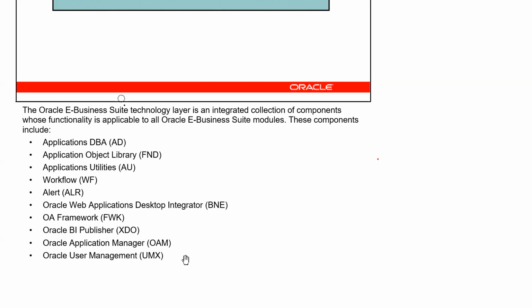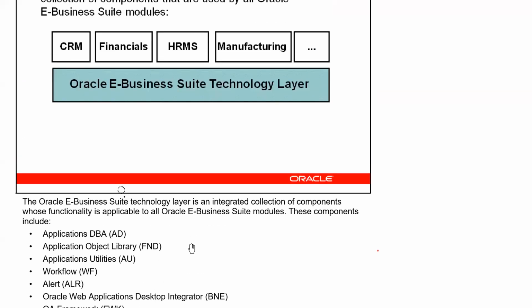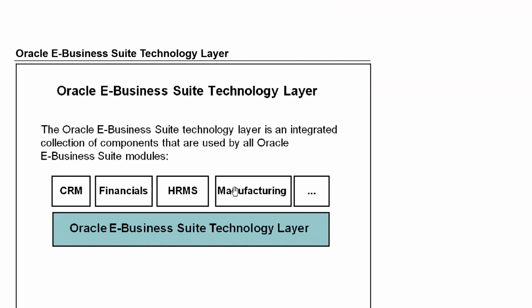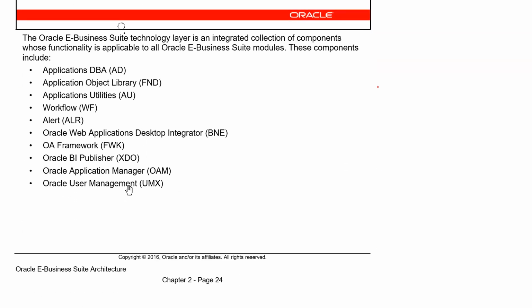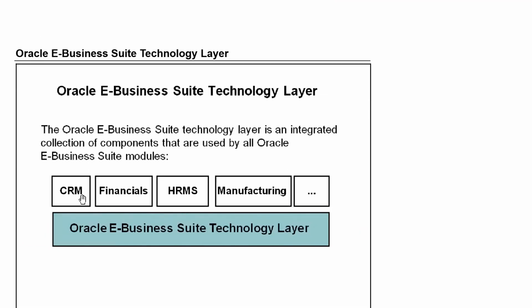User management, a different community will be using. BI Publisher, a separate developer team will be using. Web application desktop integrator, some other people. Alert we may configure. Workflow we will configure. Application utilities, where are all your utilities stored? All of this will be irrespective of the application. It could be CRM, financials, HRMS, manufacturing, anything. But all of the components belonging to this Oracle E-Business technology stack will be applicable to any of them or all of them.